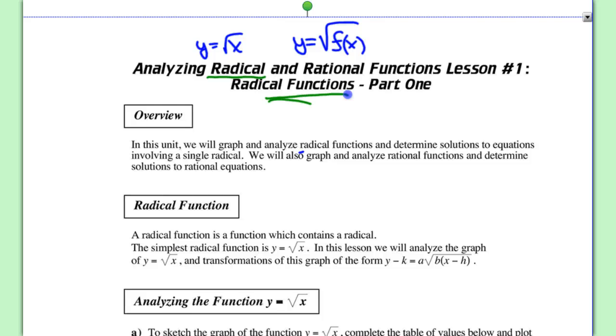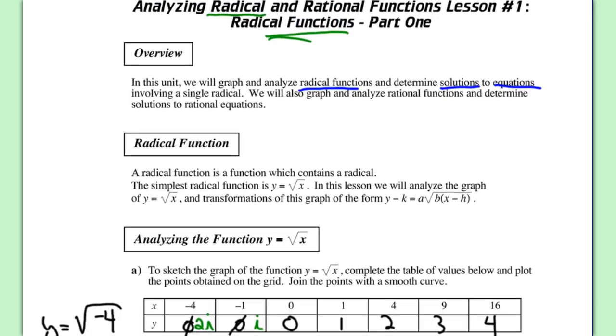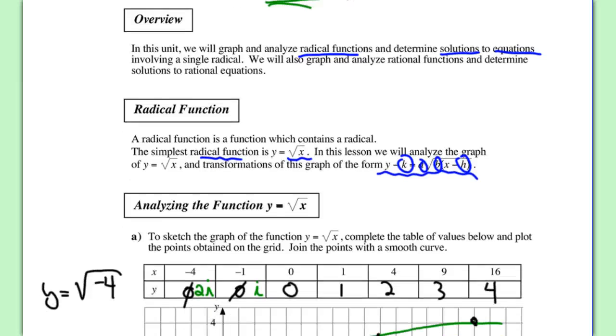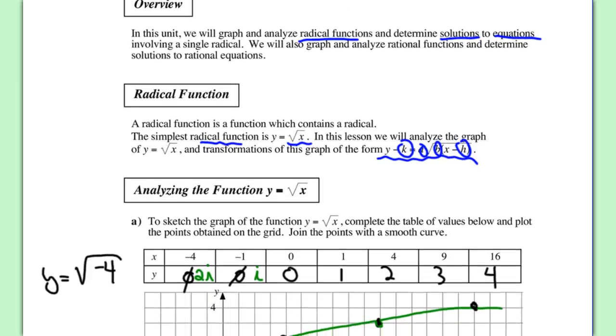And we'll also, at the end of this unit, talk about solving equations with radical and rational functions. In this lesson, we're just going to deal with the simplest of radical functions, which is just the square root of x. During this unit, we're going to remind ourselves of our transformation units with our transformations of k, a, b, and h.